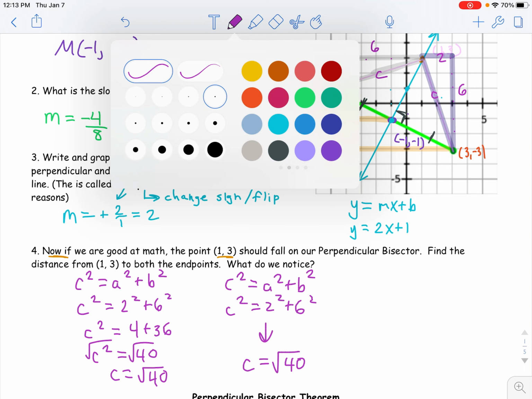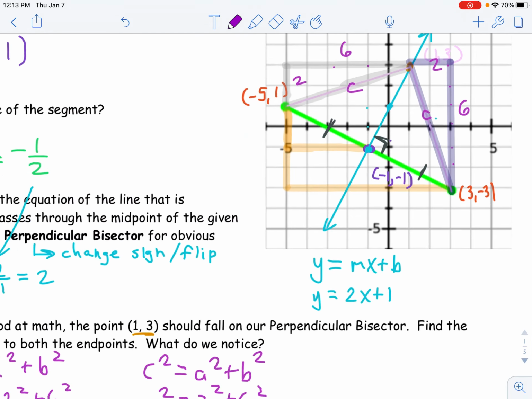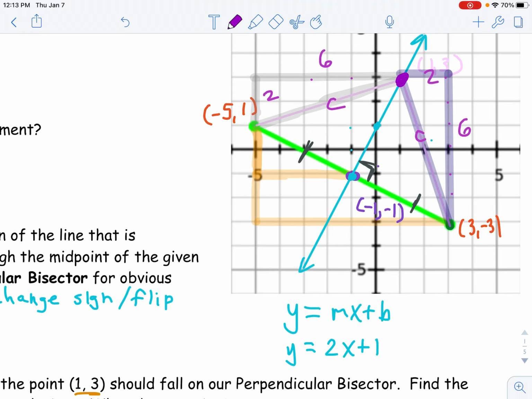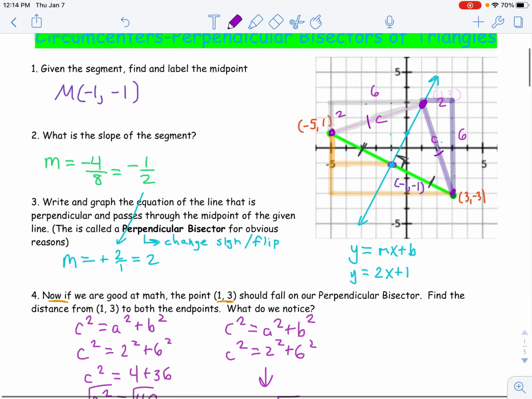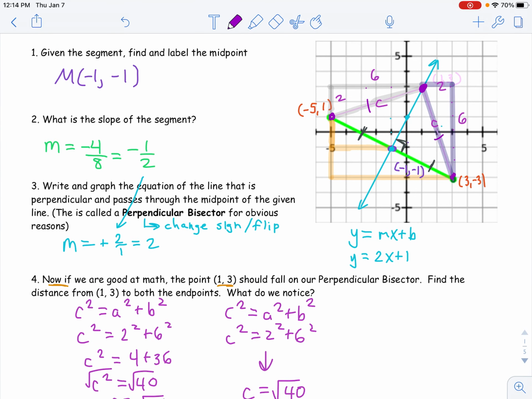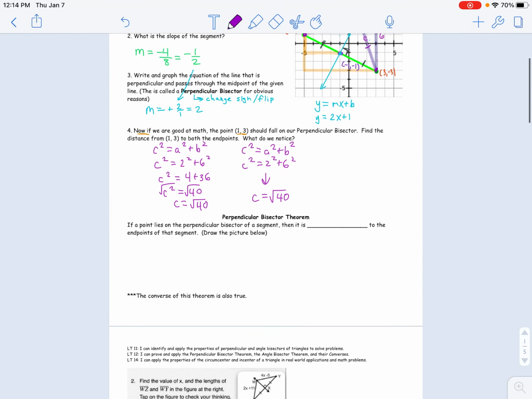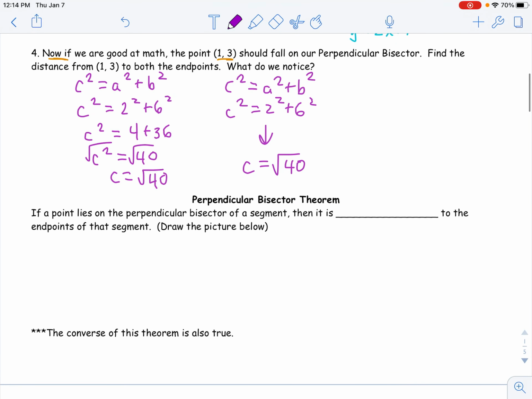What is interesting, you ask? Well, this exactly right here. This point is on the perpendicular bisector, and it's equidistant from the endpoints. Wow. So on the perpendicular bisector, any point on the perpendicular bisector is equidistant to the endpoints of the segment. All right, and that's actually the perpendicular bisector theorem. If a point lies on the perpendicular bisector of a segment, then it is equidistant.